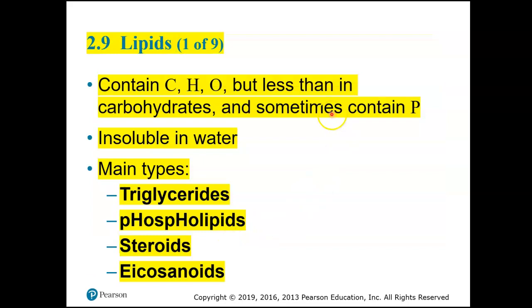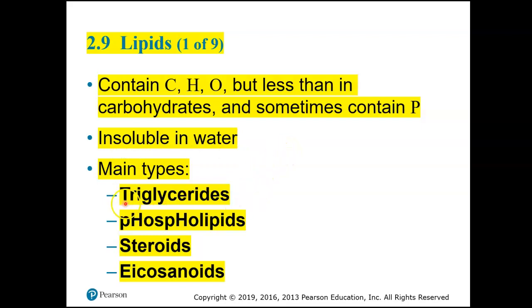Now, the section on lipids. Lipids also contain carbon, hydrogen, and oxygen. And sometimes they'll actually contain phosphorus, like the phospholipids found in our plasma membranes, our cell membranes. But most lipids just contain carbon, hydrogen, and oxygen, but less oxygen than in carbohydrates. The ratio is different, okay? So lipids are insoluble in water because they form nonpolar covalent bonds.